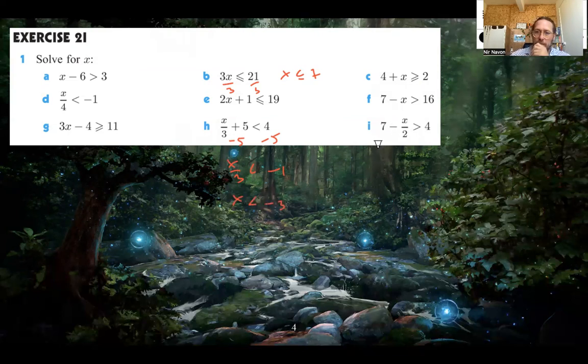Here, subtracting 7 from both sides, minus x over 2 more than 4 minus 7, which is minus 3. Multiplying both sides by 2, minus x greater than minus 6. Now I want to divide both sides by minus 1 to get rid of the negative sign. So x, and now the sign changes, is less than 6, because we divided by a negative number.